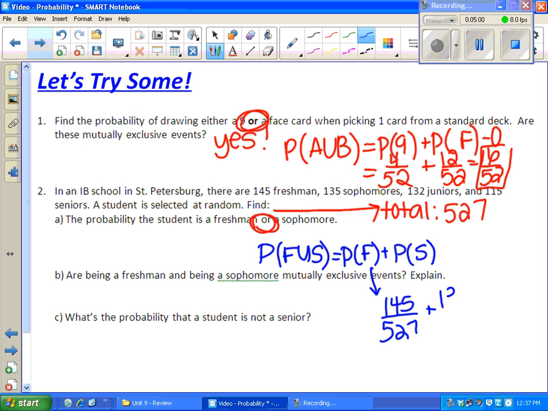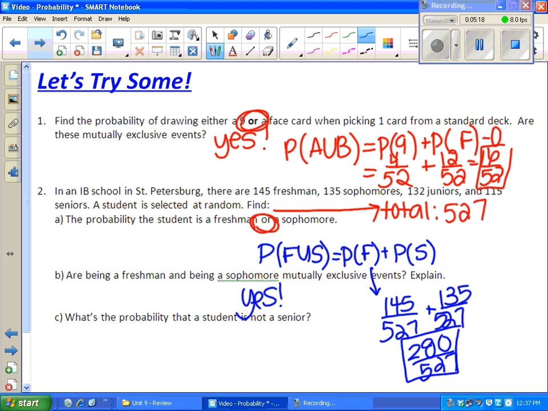Plus 135 out of 527. So my final answer is going to be 280 out of 527. The next question asks if they are mutually exclusive. Yes, they're mutually exclusive. They absolutely cannot occur at the same time. You can't be a freshman or a sophomore at the same time.